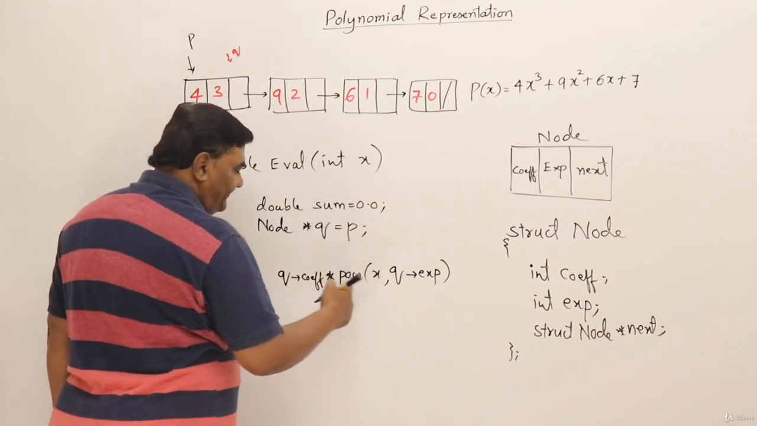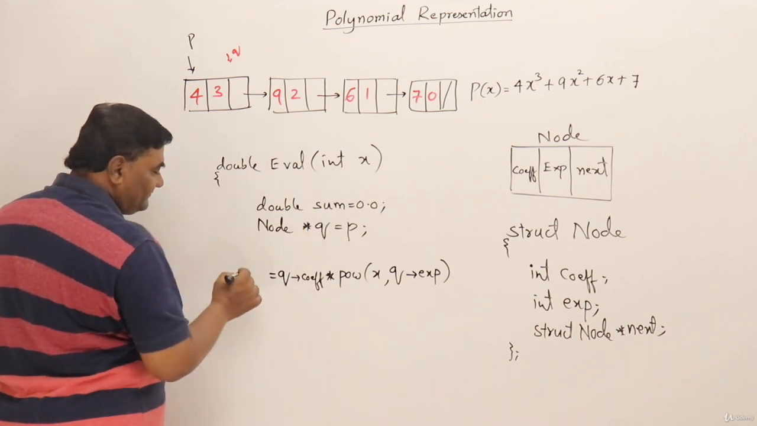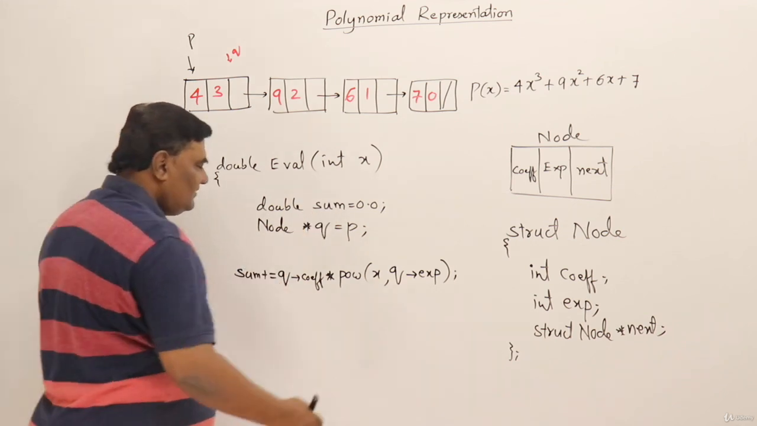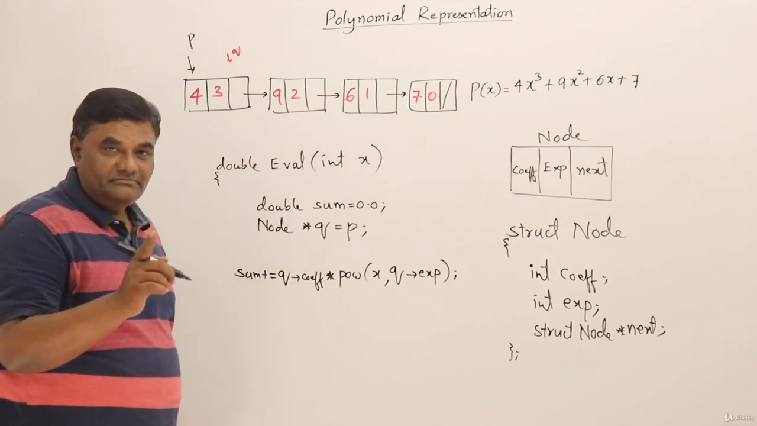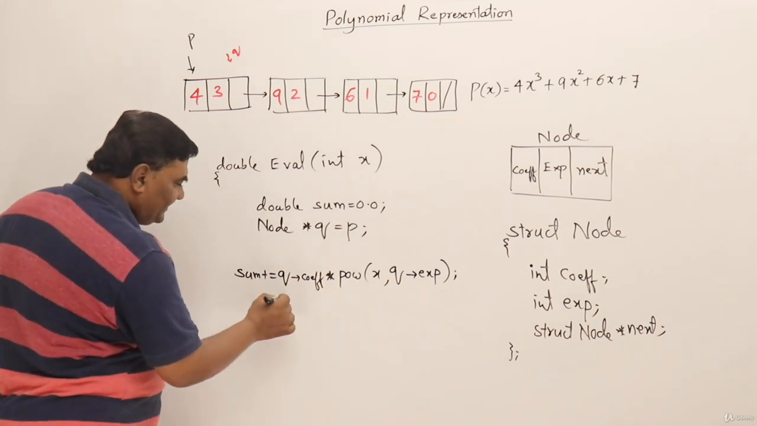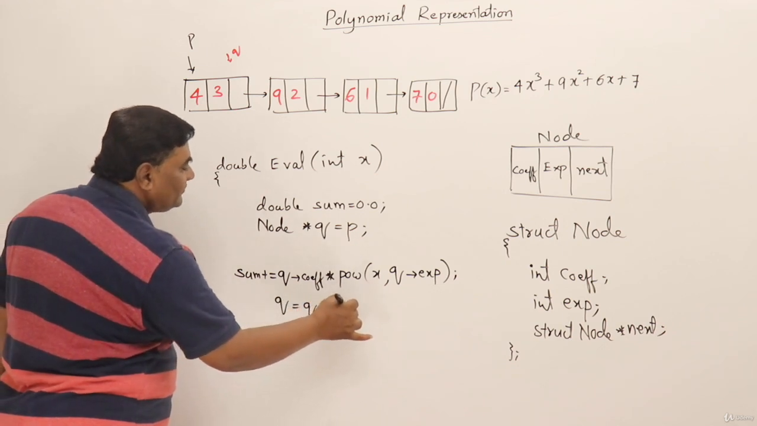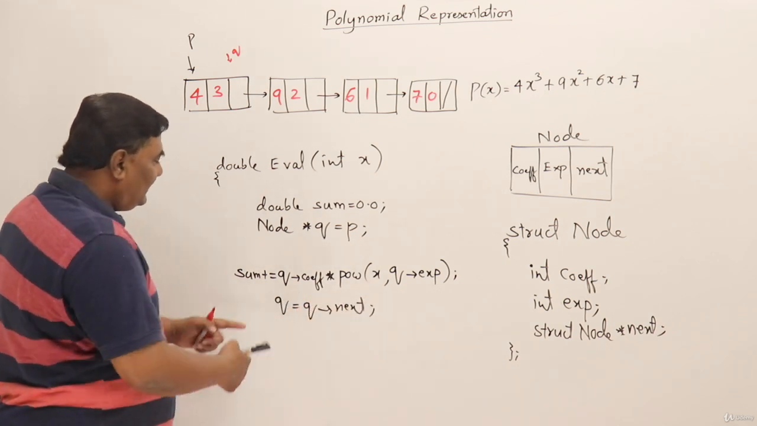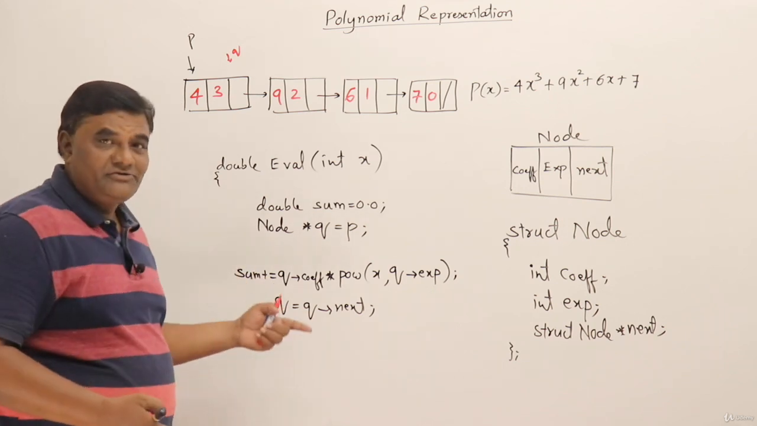Then this result, whatever we get, just one term, should be added to sum. So sum plus. That's all. This is the expression. It will evaluate one term. Then I should move q to the next term and do the same thing. Q assign q's next. So q will move to the next node and again repeat the same thing.